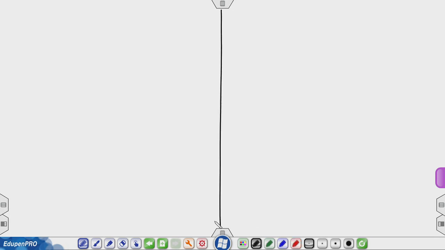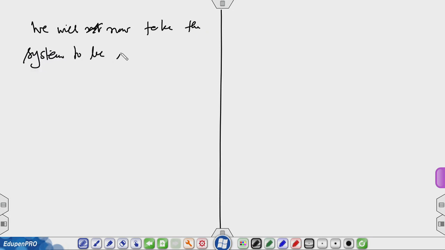So, we will now consider the system to be at constant volume. It is under these conditions that the delta F will be less than or equal to 0. If the volume of the system is constant, then that's number 1.